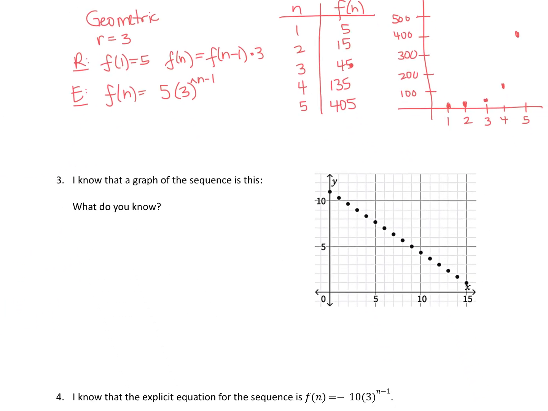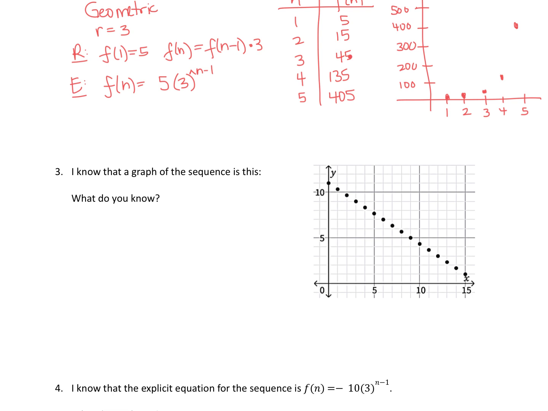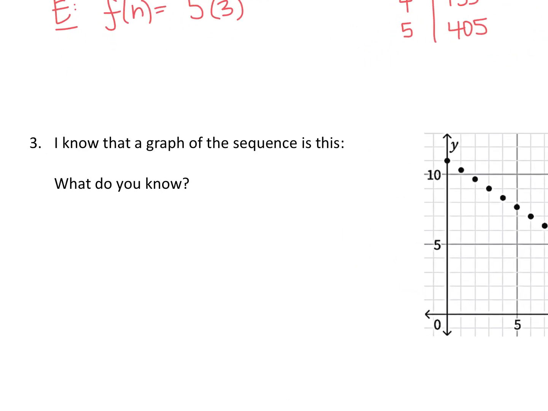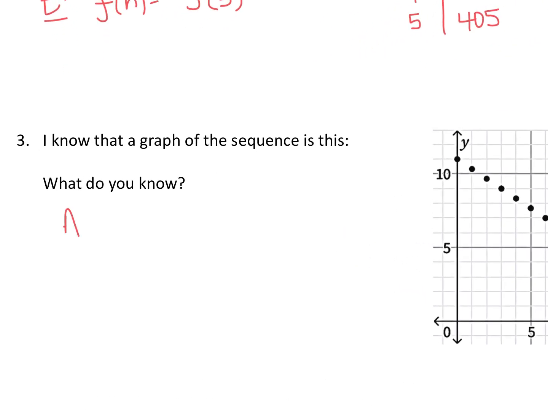For number 3, we are given this graph. All right, so just looking at the graph, I know it's arithmetic. I know it's going to have a subtraction. I don't know how much yet. I have to figure out how much. So d is negative something.